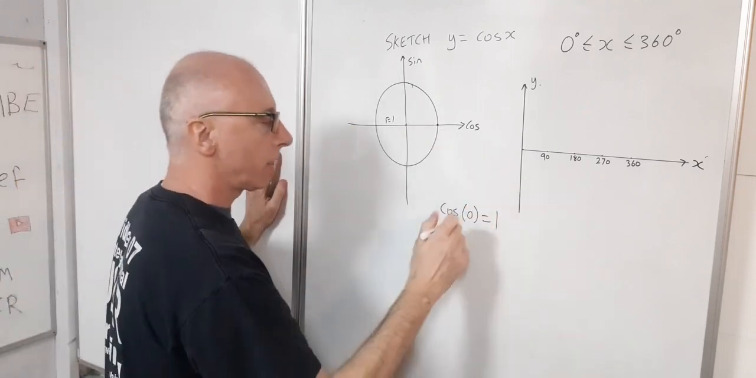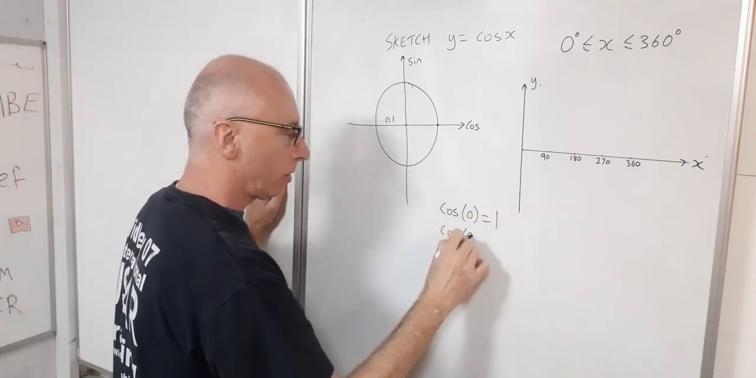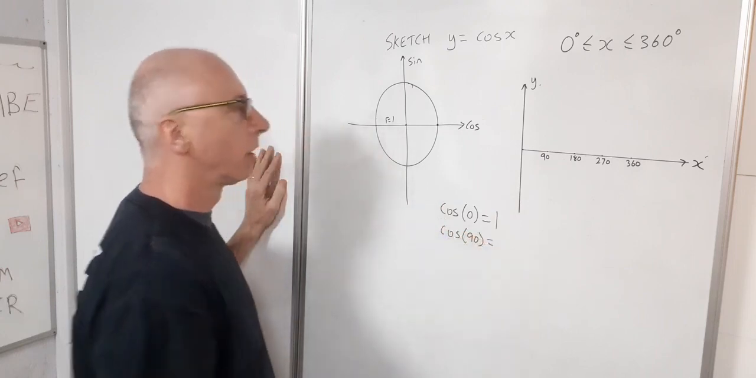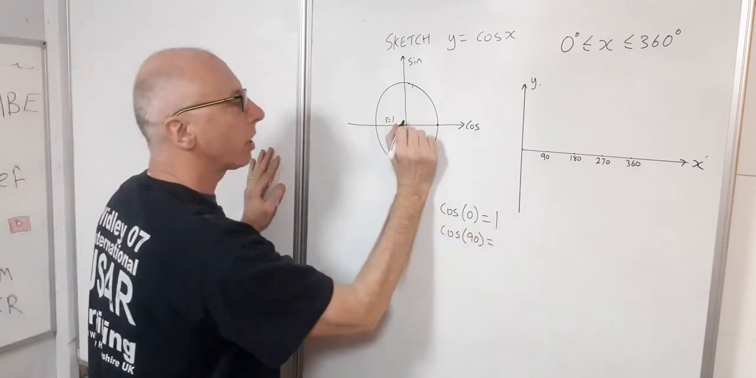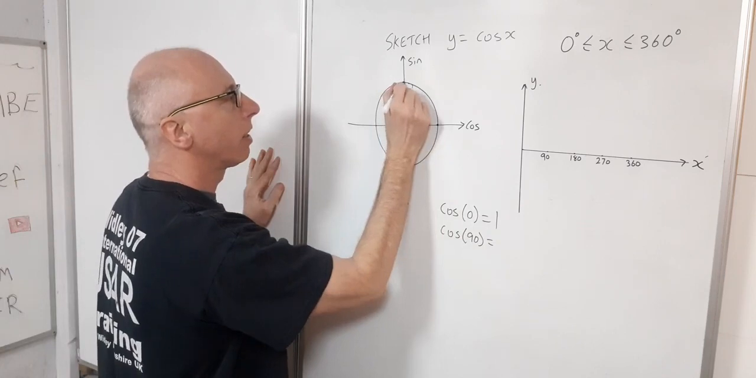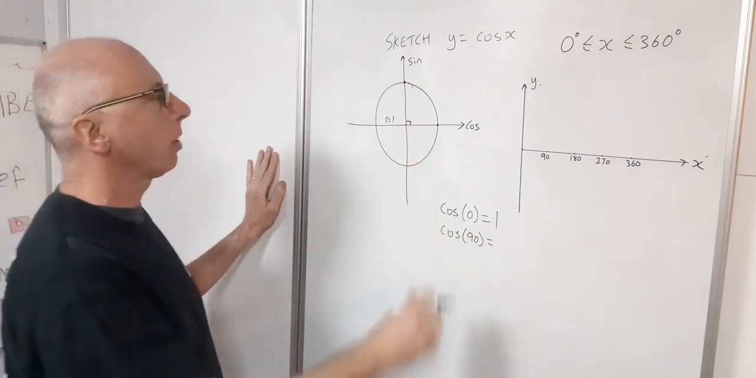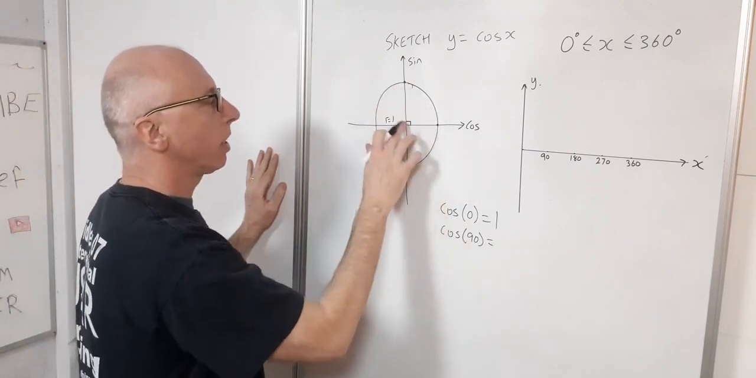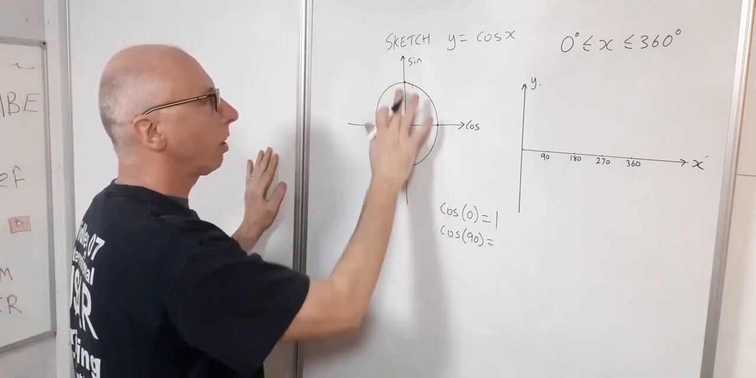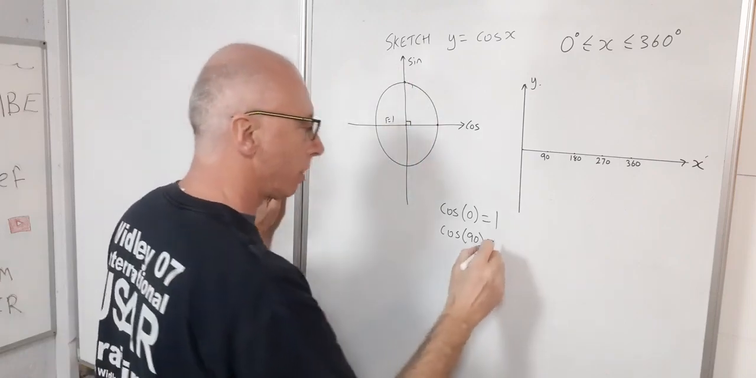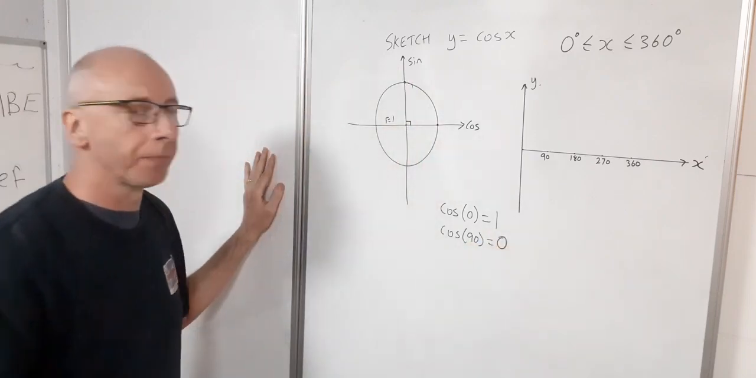Next point on my graph is 90. So cosine of 90 degrees. Well, if I go round in a 90 degrees, just draw a right angle here, this is my point here for my cosine. Now cosine here is going to give me 0 because it corresponds to my sine axis. So cosine of 90 is 0.